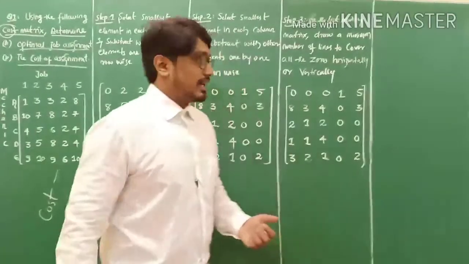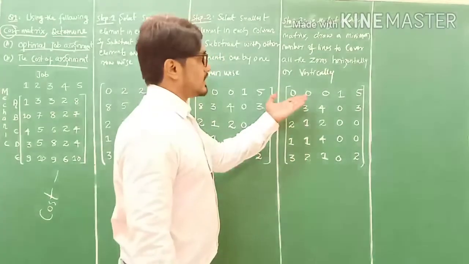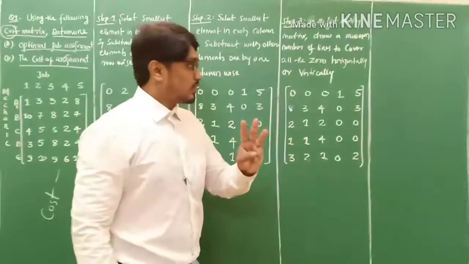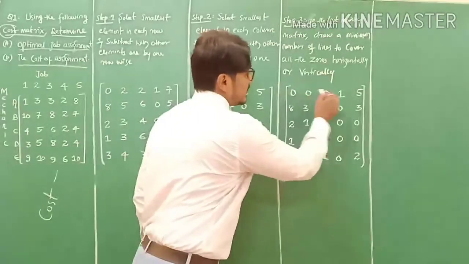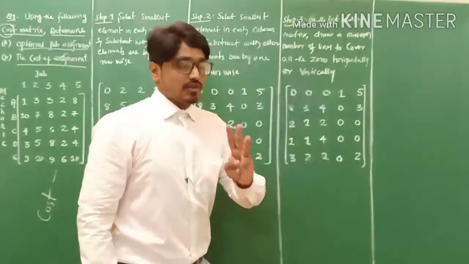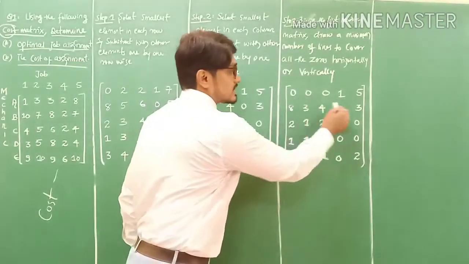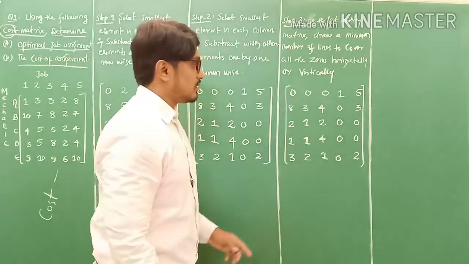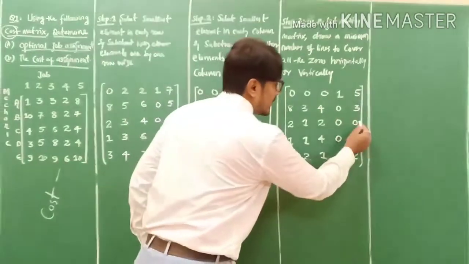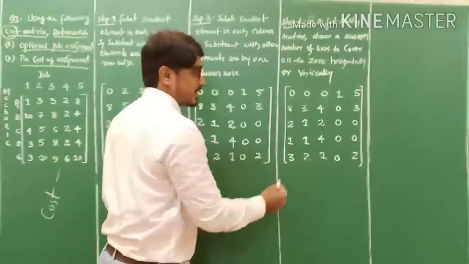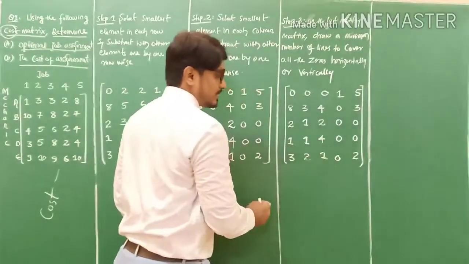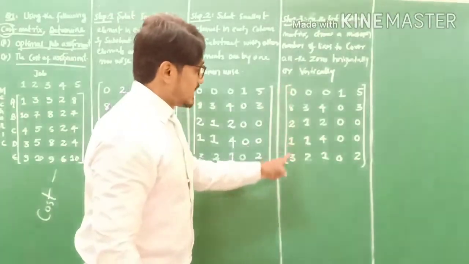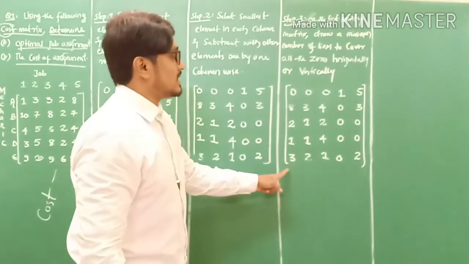Now let us draw the lines. See my friends, in the first row, do you know how many zeros are there? There are 3 zeros. If I draw my line here, I cover 3 zeros. If I draw like this, I cover only 1 zero because only 1 zero is available in this row. If I draw in this third row, I cover 2 zeros. Fourth row, 2 zeros. Fifth row, only 1 zero. So likewise, if I select this column and draw a line here, I cover 1 zero.